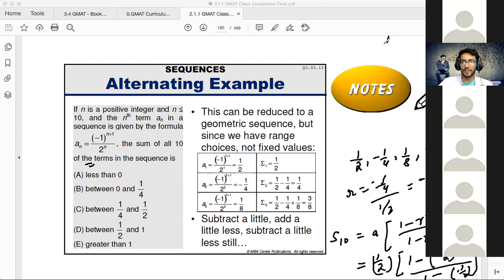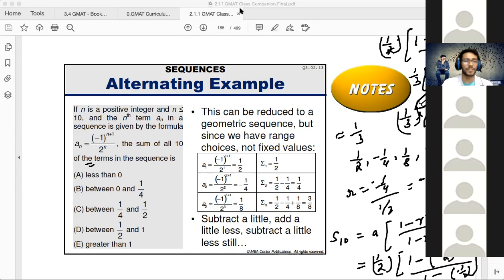Let me write it here. Half times 1 minus 1 by 2 power 10, and this 1 plus 1 by 2 is 3 by 2. So this 2 and this 2 will get cancelled. So 1 by 3 times 1 minus 1 by 2 power 10. 2 power 10 is 1024, so 1 by 1024 is very much less than 1, because this will be 0.000 something. So this is almost close to 1, and the answer will be close to 1 by 3.